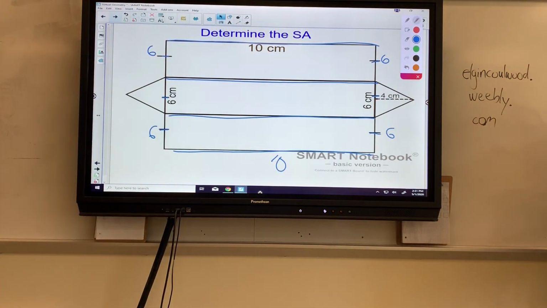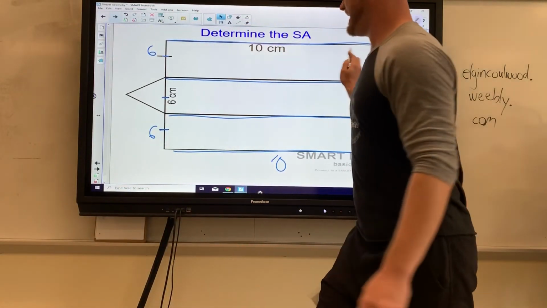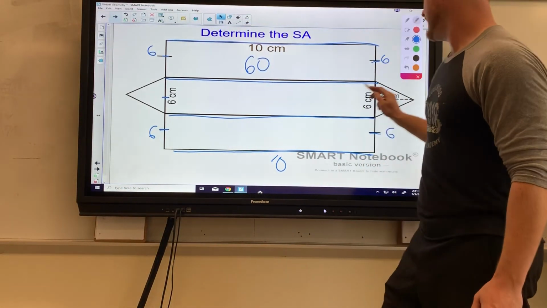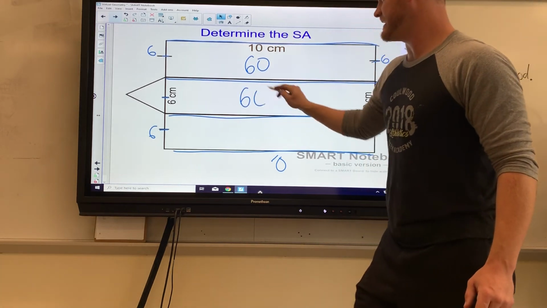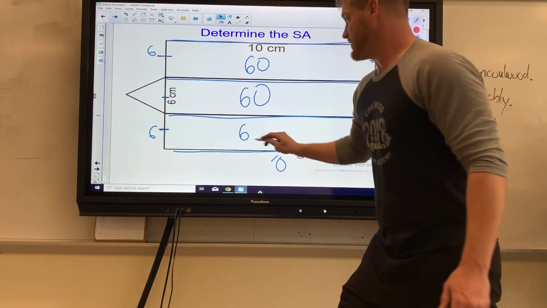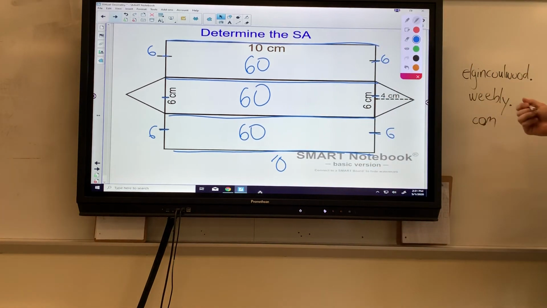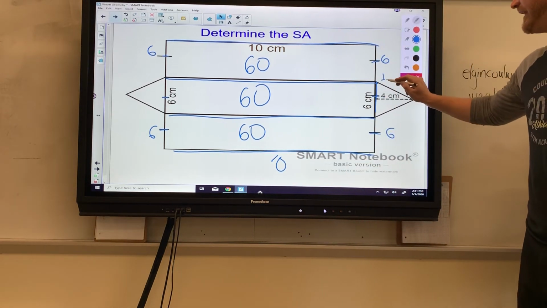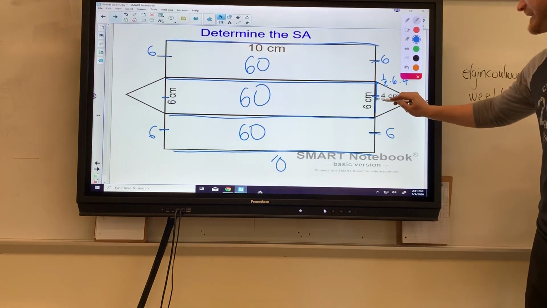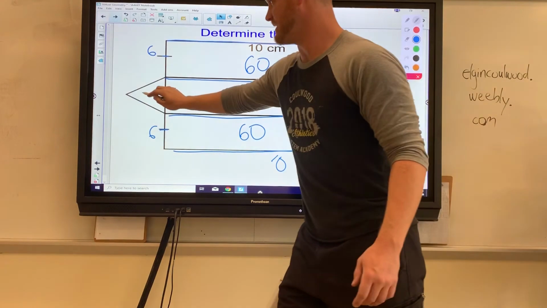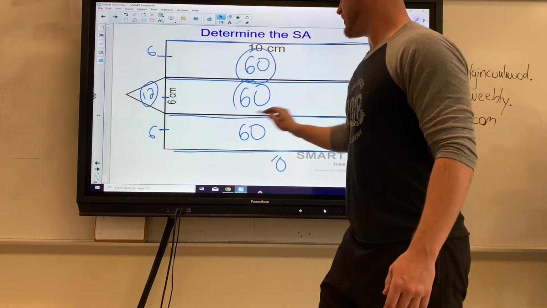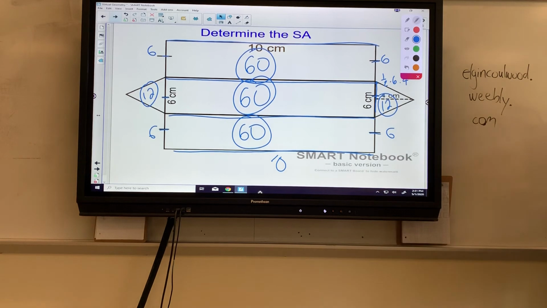So now let's find the areas of each little piece. This top one is 10 by 6, so that's 60. The next one's also 10 by 6, that's another 60. The last one's also congruent, 60. The triangles are 6 by 4, so 1/2 times 6 times 4 gives me 12, which means the congruent one is also going to be 12. So here are our 5 areas. Go ahead and add these up. We should get 60 plus 60 plus 60 plus 12 plus 12, which gives us 204.